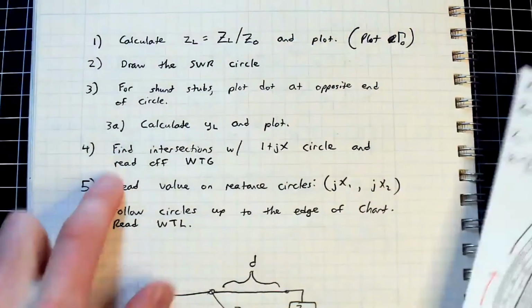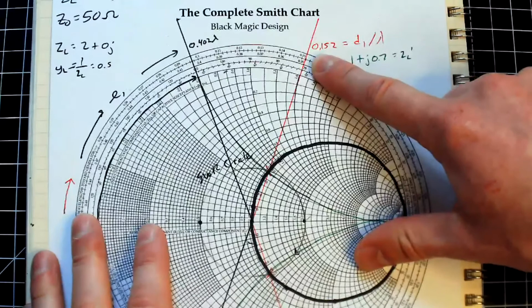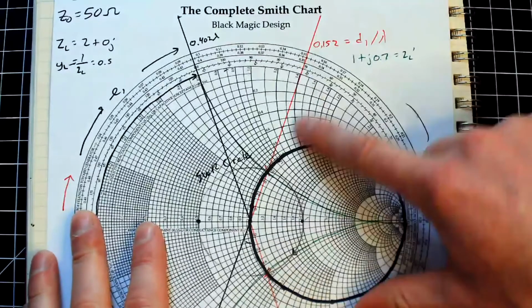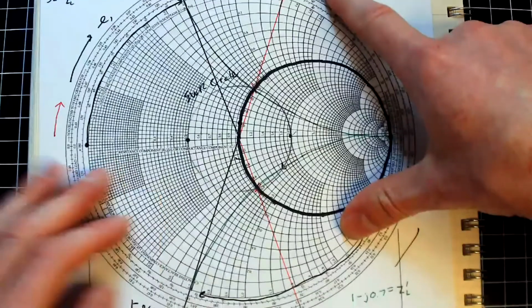And then you read off wavelengths towards generator. So you draw your line out to here, and you just read off your wavelengths towards generator. There's your D1. You do the same thing on the bottom.